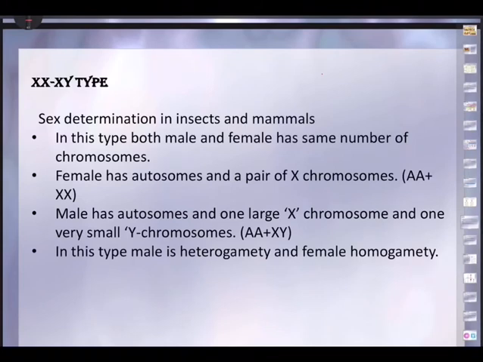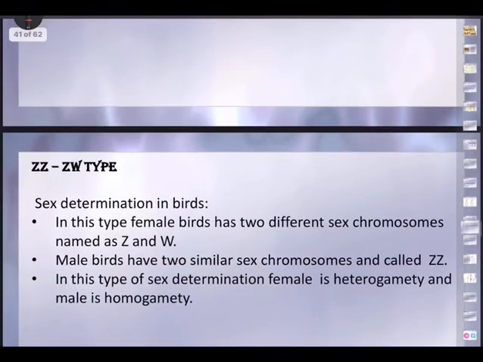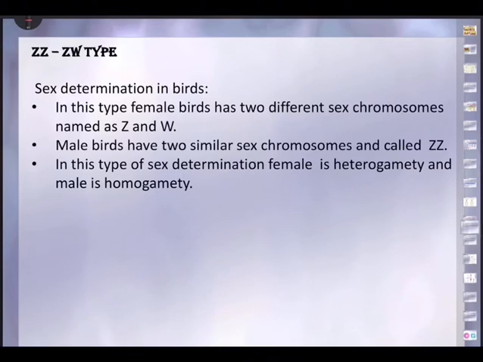So in this type of sex determination, in male it is heterogamety. Hetero, different gametes are there. A sperm having 22 plus X and a sperm having 22 plus Y. Whereas in female, the ovum has got only homogamety, only one type of egg cell, 22 plus X. That's how the sperm will decide the sex of the baby.